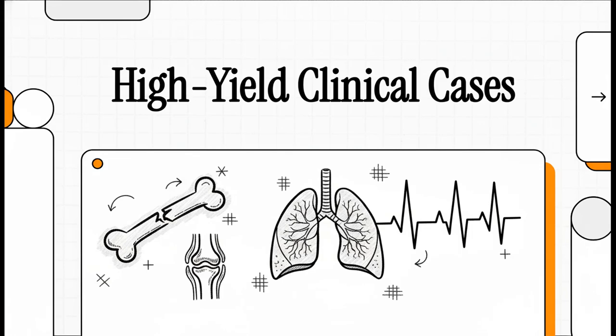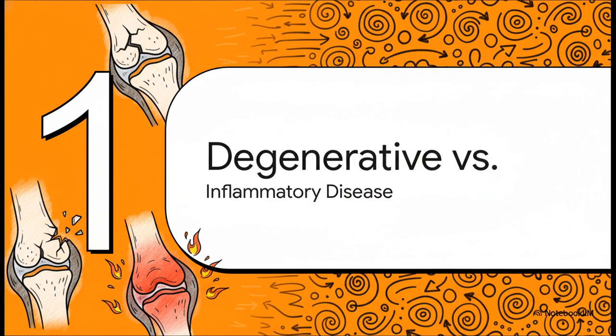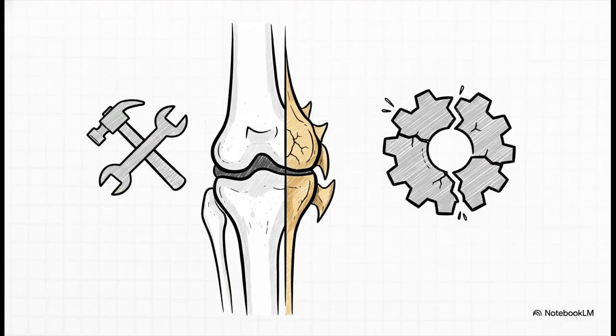Welcome to our high-yield clinical cases, covering key topics in orthopedics, respiratory, and cardiology. All right, let's jump right in. Our first section looks at joint disease, and we're going to contrast the really crucial differences between degenerative and inflammatory problems. And kicking things off, we have case number 1, osteoarthritis.